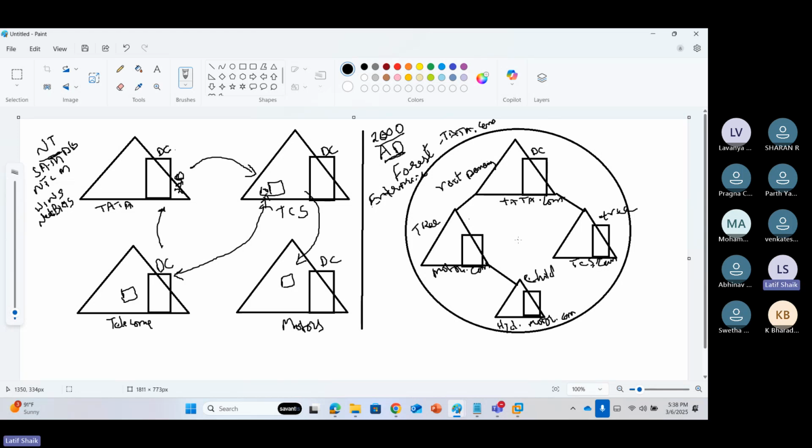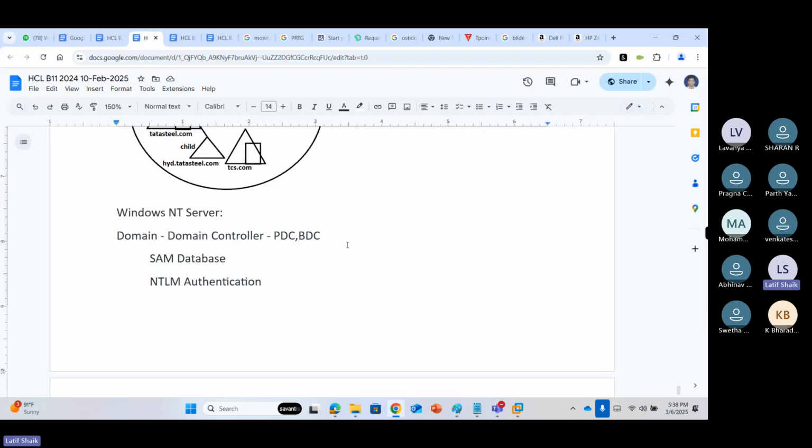This Active Directory was introduced in 2000. In 2003 it is also Active Directory. In 2008 Active Directory became ADDS, which is Active Directory Domain Services. The name was changed.